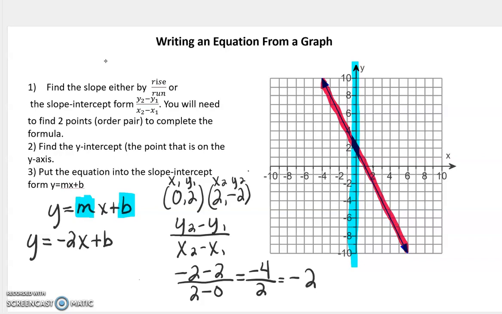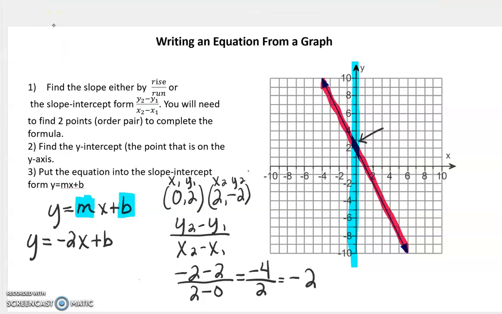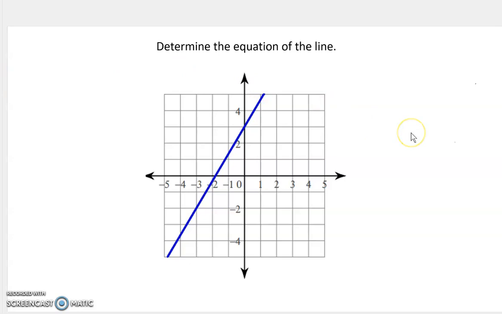Okay, notice this black section here. This is where it's crossing. Right here, right there. That's our y-intercept. That's at 2. Okay, so we've just figured out our equation from this graph. So -2x plus 2. This is the equation of this line on this graph. Let's look at another example.